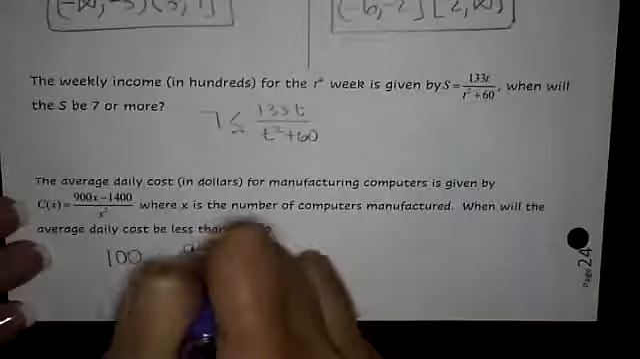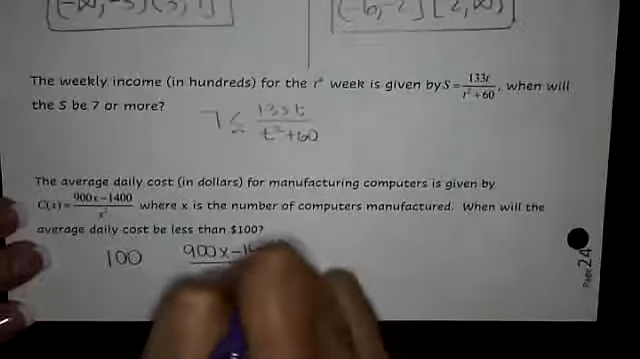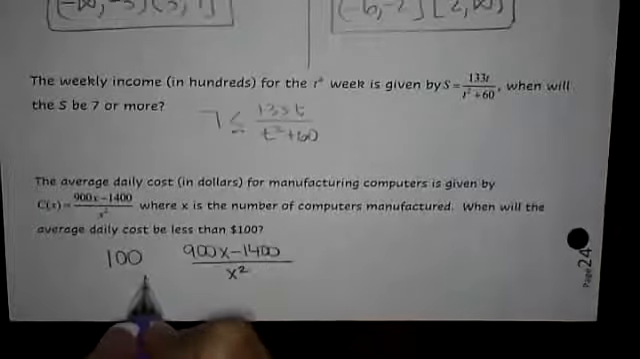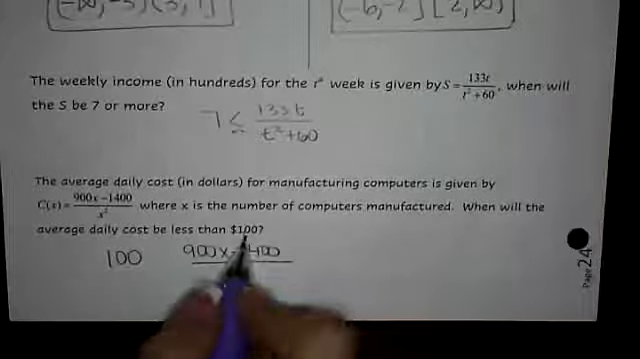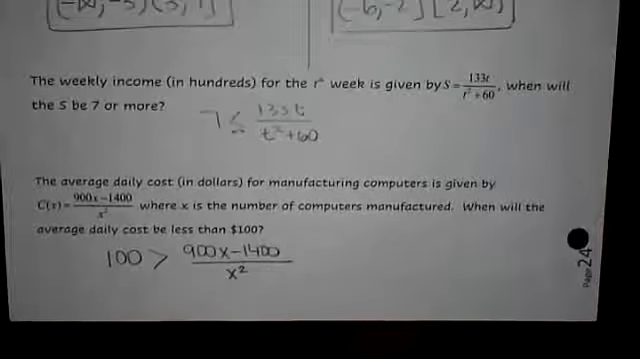And then we have our equation 900X minus 1,400 over X squared. We're looking for our inequality here, and we want it to be less than 100. That means the 100 has to be the bigger number. So it's going to be on the open side of that inequality. So that's setting them up. And again, you would solve those just like the ones you did at top. We're going to focus on just the solving.